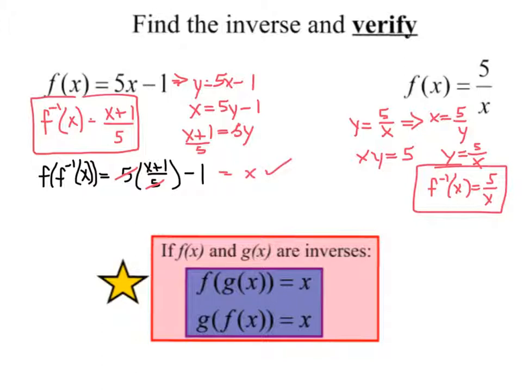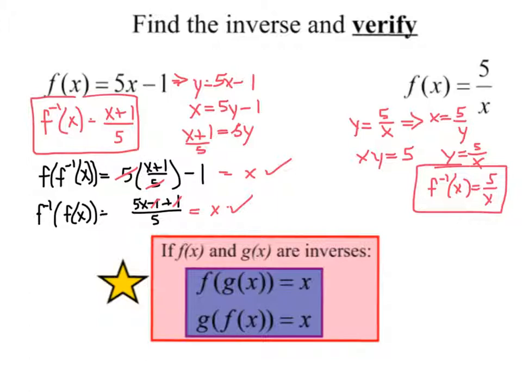The other way, of course, is putting the function into the inverse. So we'd have 5x minus 1 plus 1, over 5, right? We're just putting the function into the inverse. Well, minus 1 plus 1 is 0. 5x divided by 5 is x. So you see that when I compose them, I get x out.